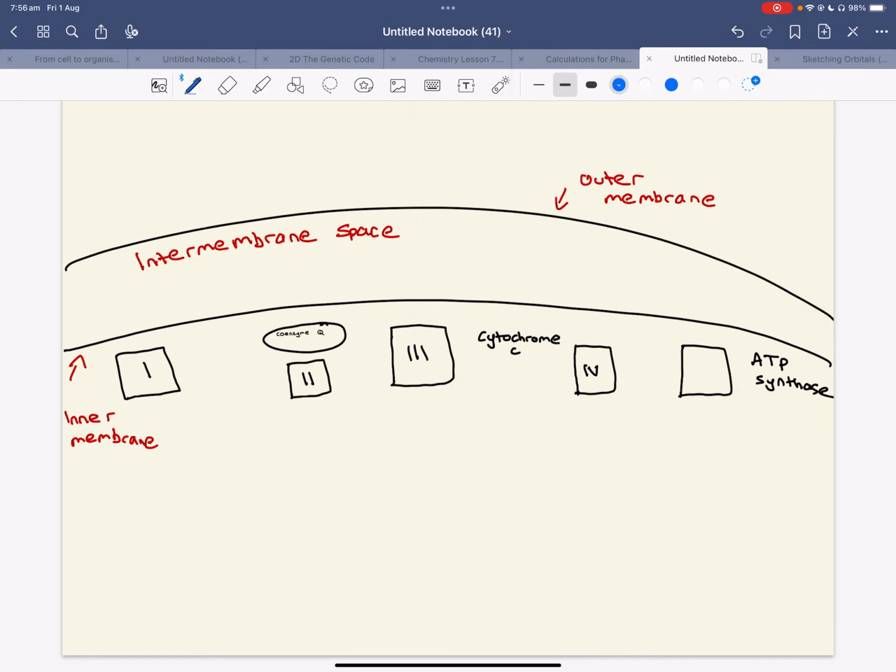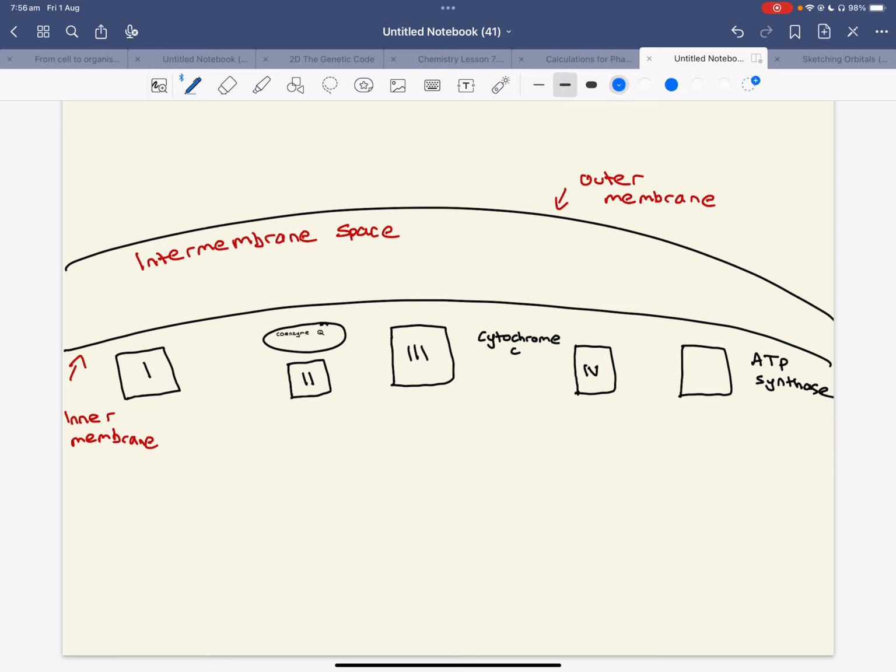Today, I'm going to go through the electron transport chain. So you've got all these complexes: complex 1, complex 2, coenzyme Q, complex 3, cytochrome C, complex 4, ATP synthase. This is the intermembrane space of your mitochondria, the outer membrane, and this is your inner membrane.